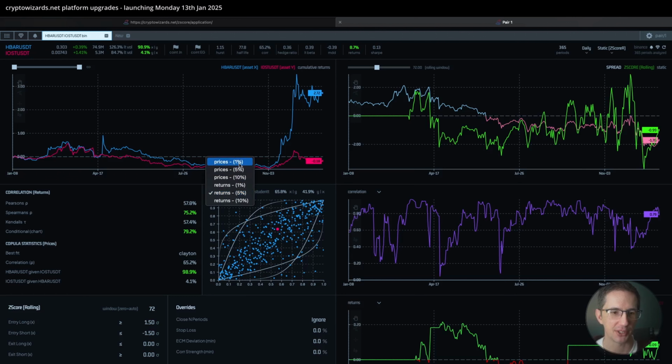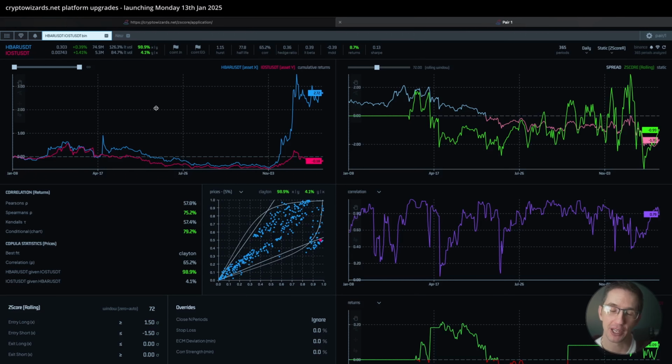That's based on 5%. If I change it to 1%, you'll notice that these gray lines are a lot more stringent. It would need to be all the way down here. So this is based on a 5% confidence. This is based on a 1% confidence. And over here, this is based on a 10% confidence, where I have a lot more leniency. So for those of you interested in Copulas and finding arbitrage opportunities with Copulas, this is going to be really cool. And it's probably my favorite thing right now on the platform.